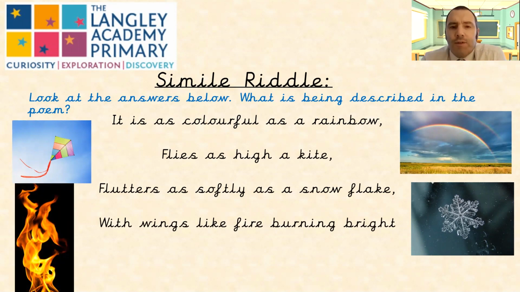But this could be a lot of different things, and that's the nice thing about these riddles. We're using similes. It gives us a really nice description. So we've got the idea, we know a rainbow is made of lots of colours. We know how high a kite flies. We know how softly a snowflake flutters down. We saw them a couple of weeks ago when we had that amazing snow day. With wings like fire burning bright, so they're dancing around and they're flicking and flashing. What do you think it might be?